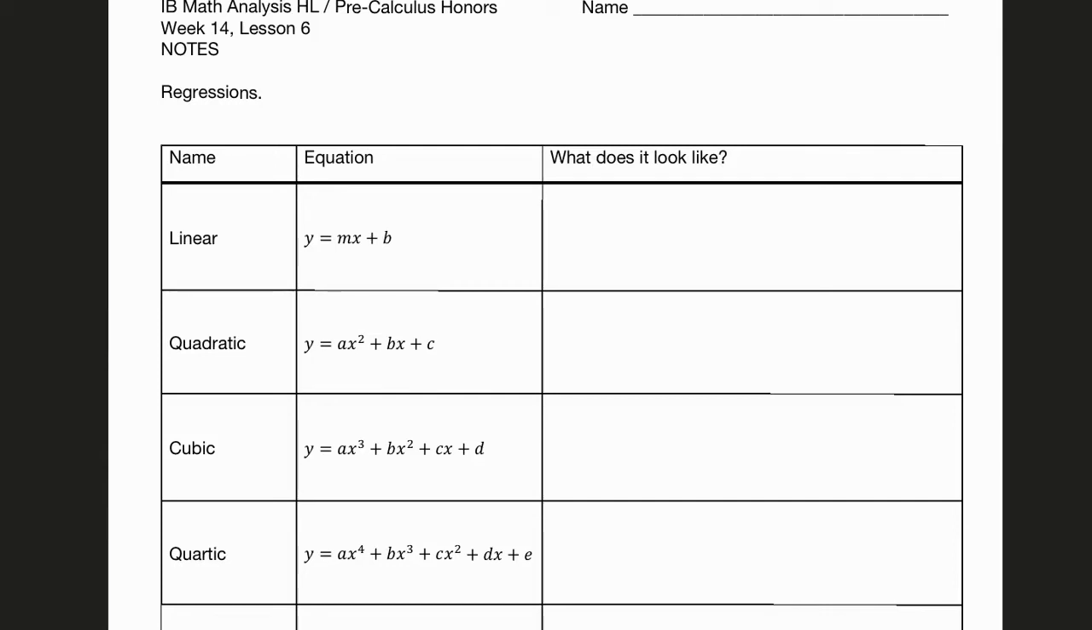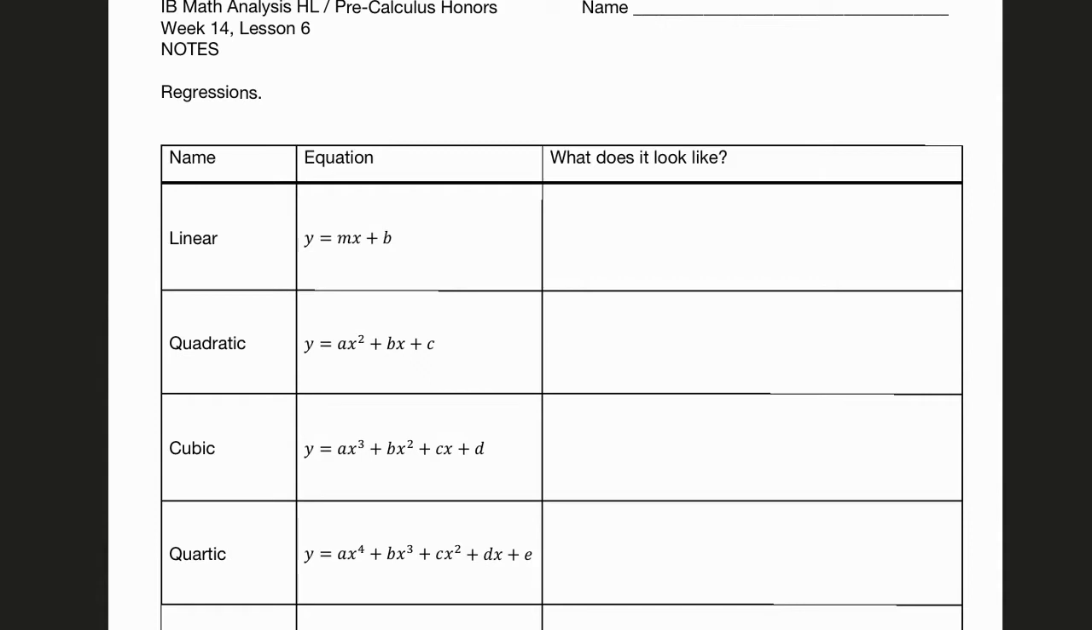Week 14, lesson 6. Okay, so this lesson is going to be on regressions, and to do it, you're going to have to be able to use Desmos. So my video is going to kind of go back and forth between writing on the paper and showing you how to do stuff on Desmos.